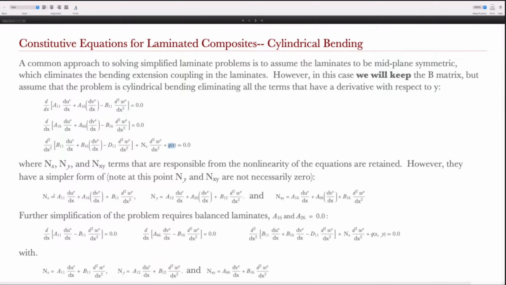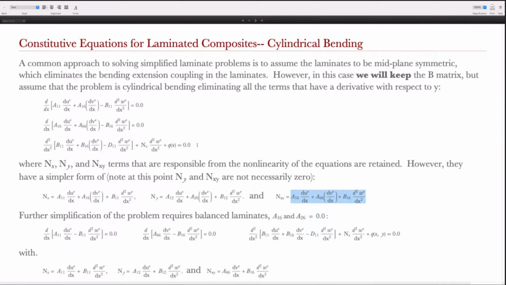Similar simplification causes Nx to be only a function of x, and Ny to be only a function of x, nothing is a function of y. And Nxy to be a function of x. And we're not saying that Ny and Nxy are zero at this point. They may come out to be zero, but we're not pre-assuming that.